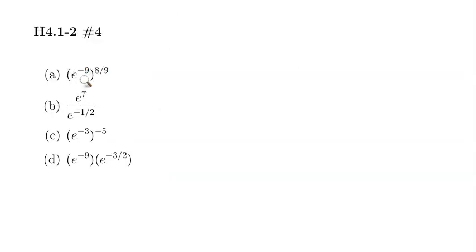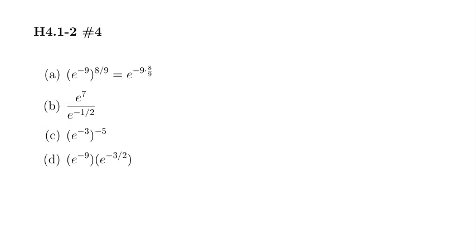You have an exponential expression here, and you raise the whole exponential function to another power. When that happens, you multiply the powers together. So it's going to be e to the negative 9 times the fraction 8 over 9. You see that the 9 on top and the 9 on the bottom cancel out, so I'm going to just cancel those.